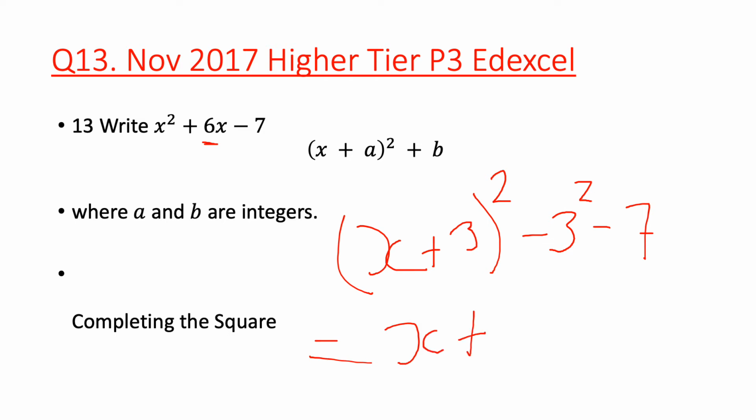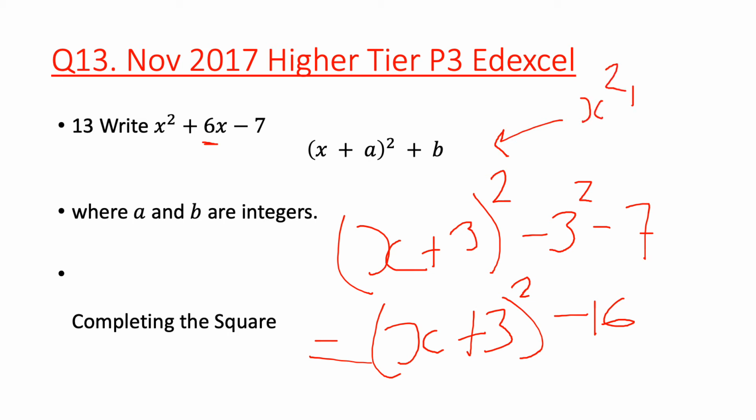I get x plus 3 all squared, minus 9, and minus 9 minus 7 is minus 16. The reason why we do the minus 3 squared step is because when I expand this initially, I get x squared plus 6x plus 9. But we want minus 7 in our answer, and we got plus 9. So I've got a minus 16 to go from here to here.